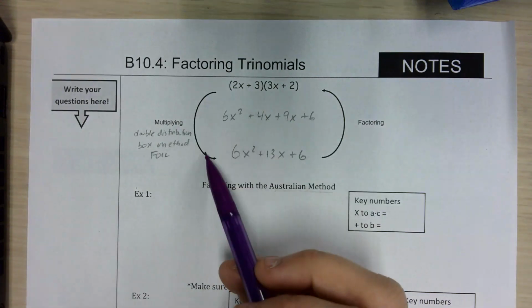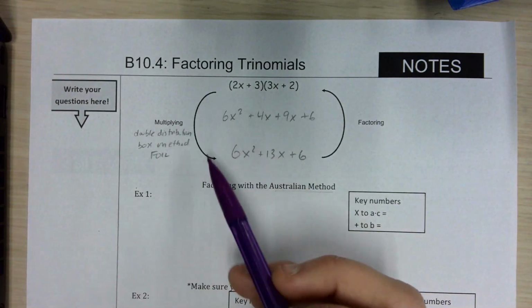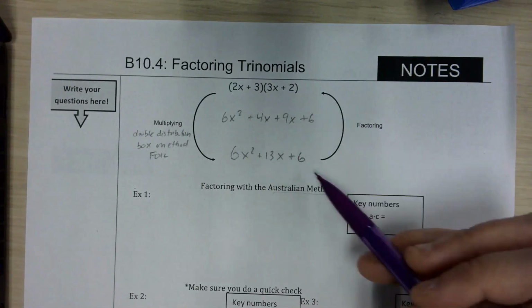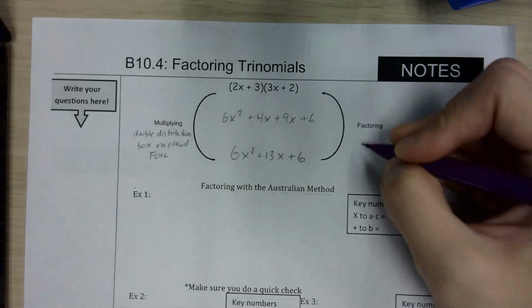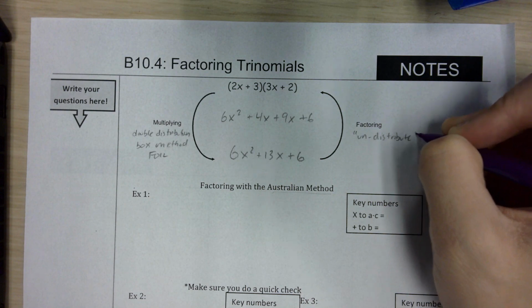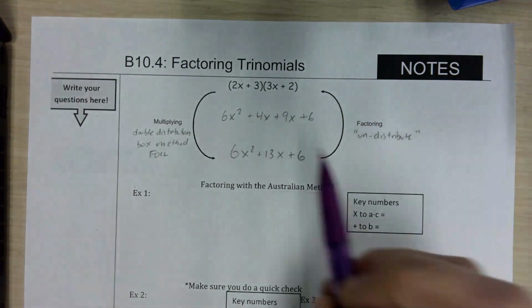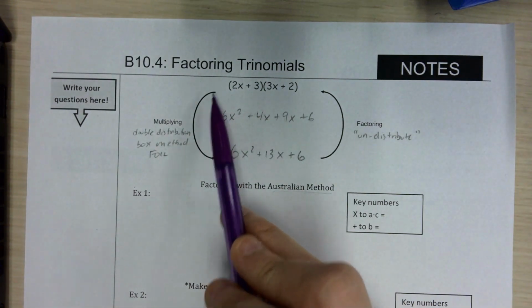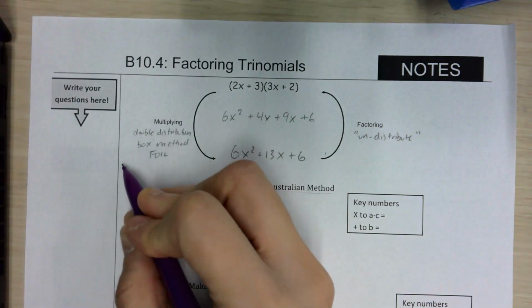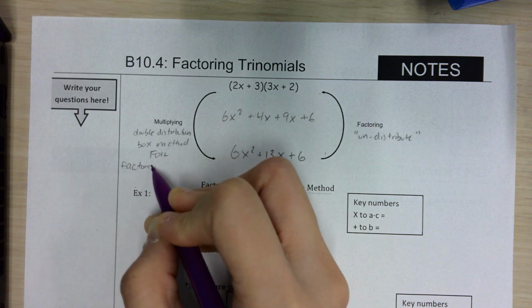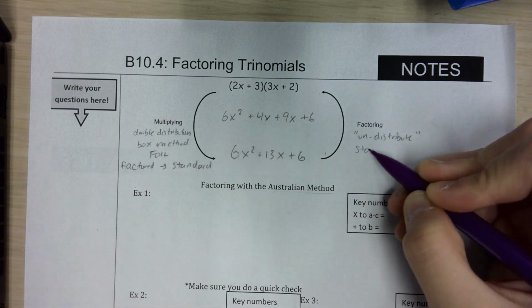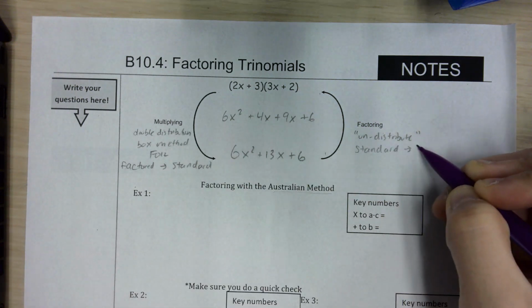So this is multiplying, right? We did that in the multiplying polynomials unit. The whole point of factoring is the reverse. In another lesson we said it was like undistribute. So you're pretty much going from factored form to standard, and standard form to factored. I'm going to put this here: factored to standard, and this is standard to factored.